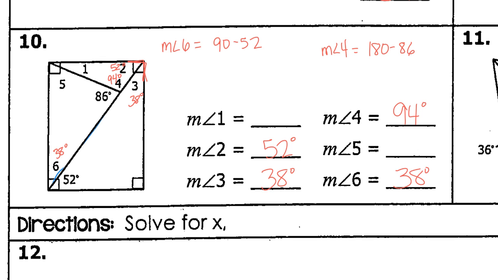I can also find angle 1 because I can add 52 plus 94, subtract that from 180, and I get 34 degrees. And lastly, to find angle 5, again, I know that those two angles make 90 degrees. So if I do 90 minus 34, I get angle 5.